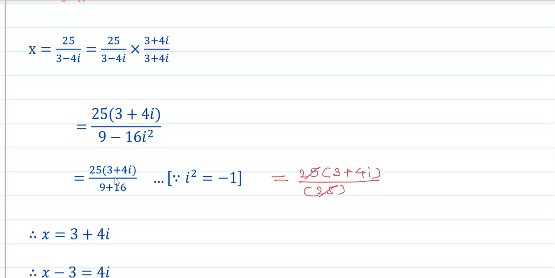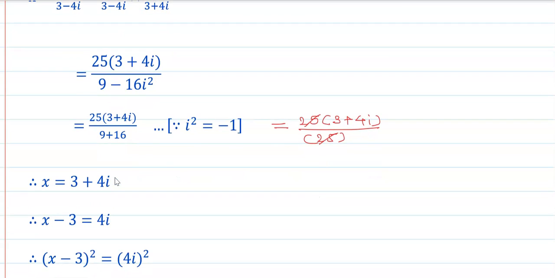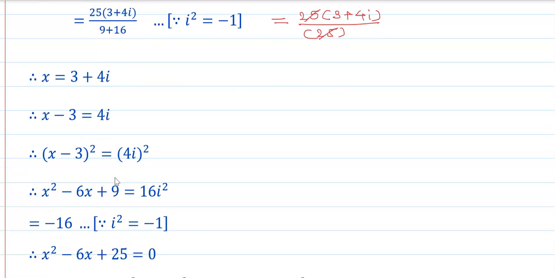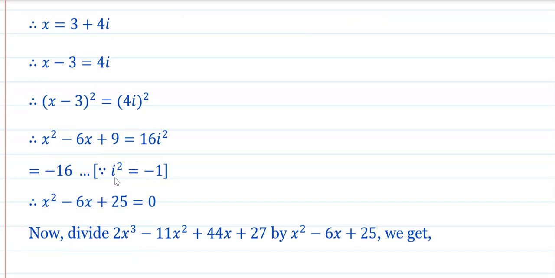This 25 and 25 get cancelled, and therefore you will get x is equal to 3 plus 4i. Again 3 goes to the other side. Squaring on both sides. (x minus 3) bracket square is equal to (4i) bracket square. You will get x square minus 6x plus 9 is equal to 16 i square. I square is minus 1.